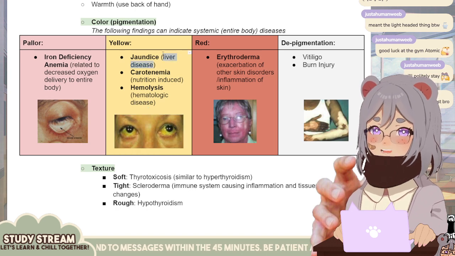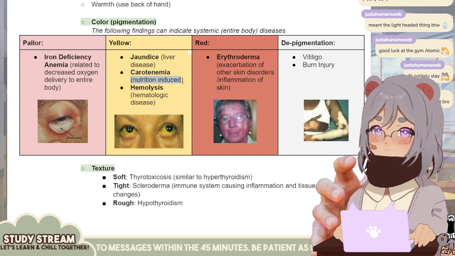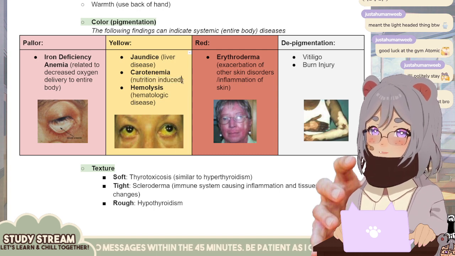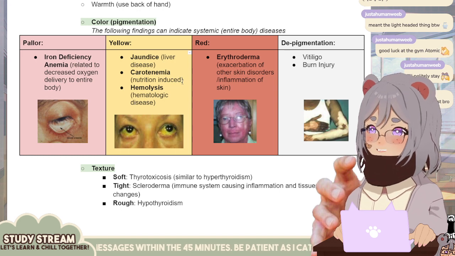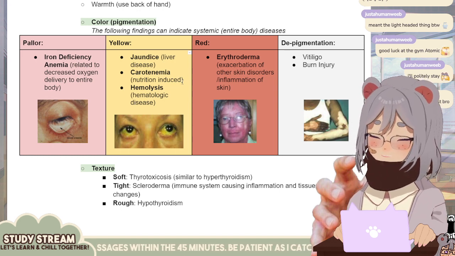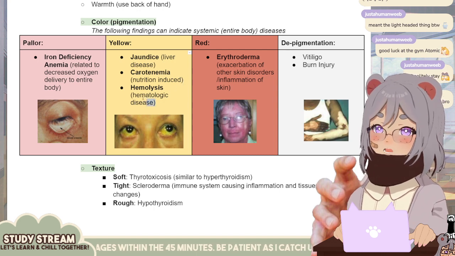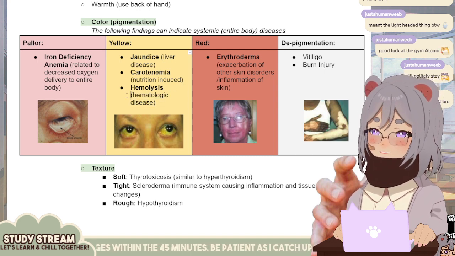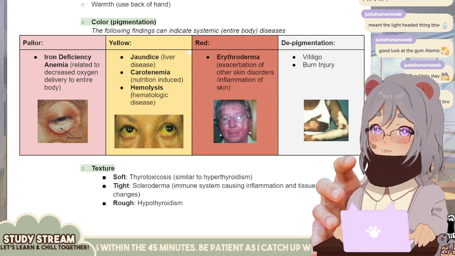But again, this is indicative of liver disease. Your skin could also be yellow because it's nutrition induced. Maybe you eat a lot of carrots, and that's all you eat, carrots. For whatever reason, your body will change a little bit yellow because of that. Or you might have some kind of weird blood disease. But those are indications of why a patient might present with yellowing of the skin.